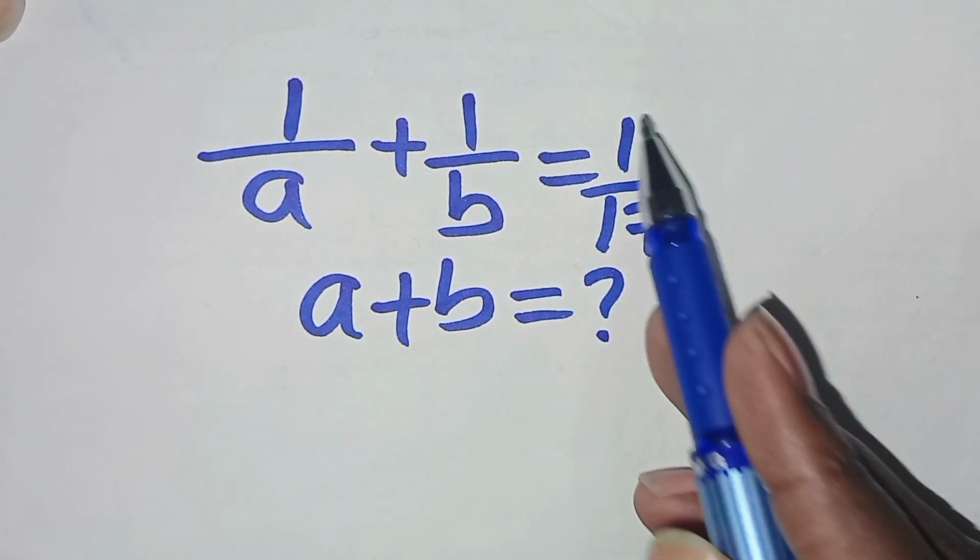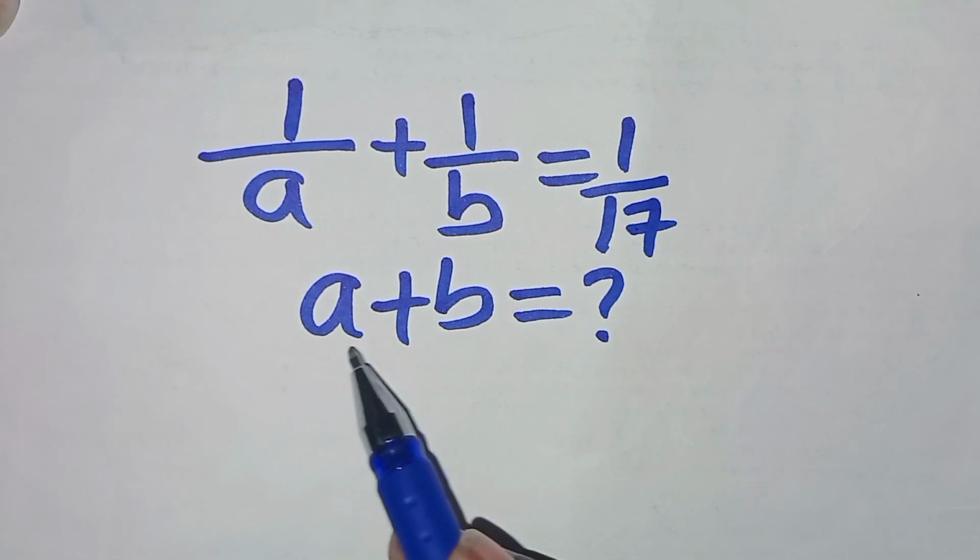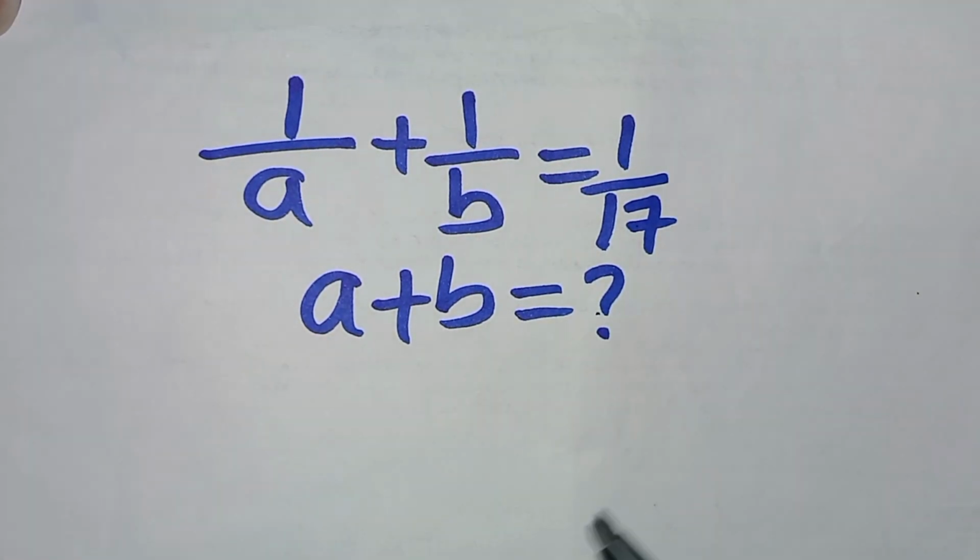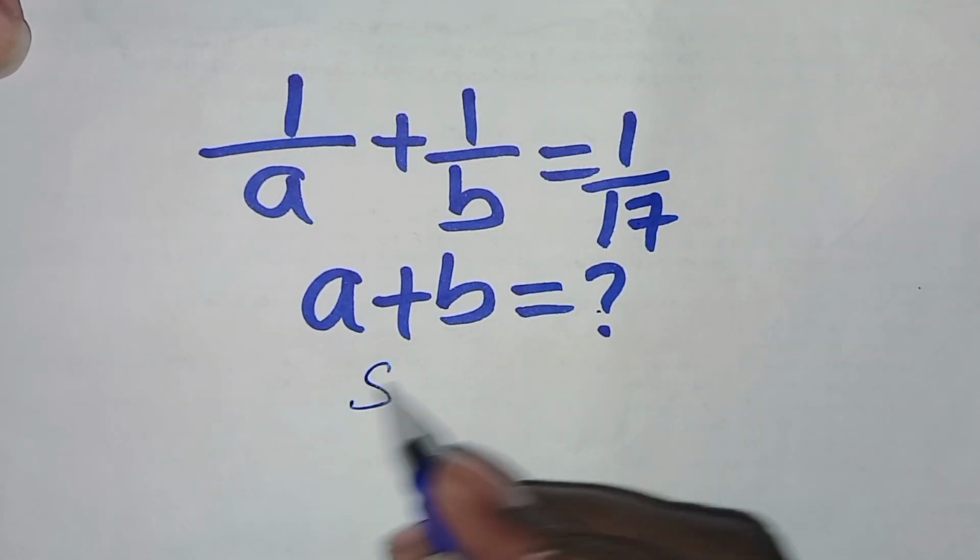1 over a plus 1 over b is equal to 1 over 17. So what is a plus b? Now, solution here.